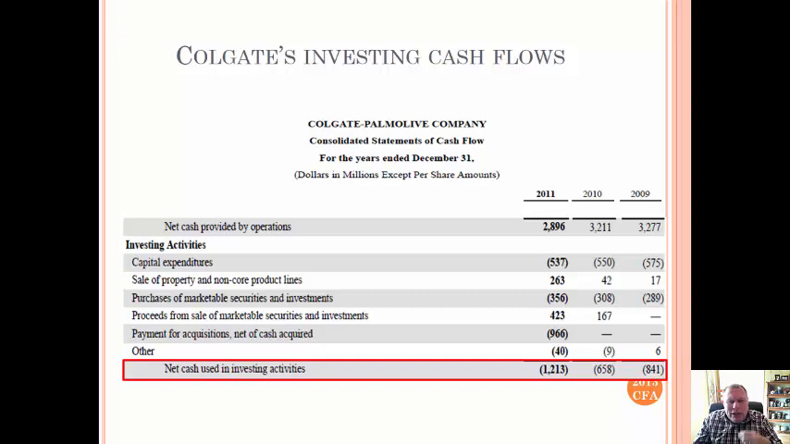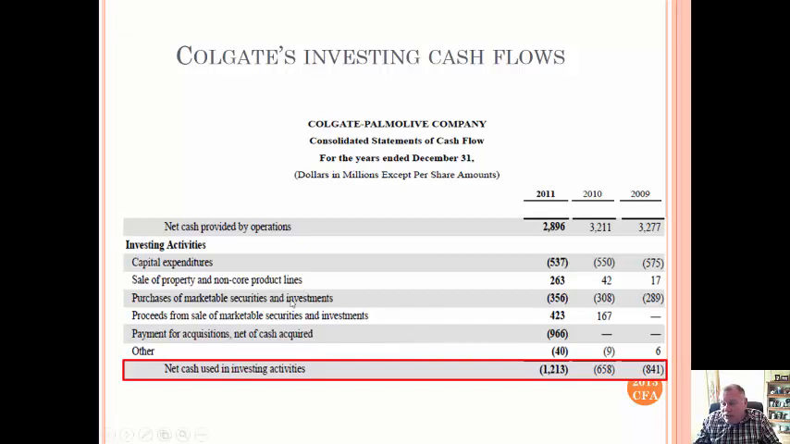And when we look at Colgate here, you can see there's our net cash provided by operations, and it blows it up. There's our CapEx, capital expenditures. This is purchase of property and equipment. Okay, this becomes an important thing because this is what's going to generate revenue in the future. Now here they had a gain, the sale of property and non-core product lines. So they're exiting a business.